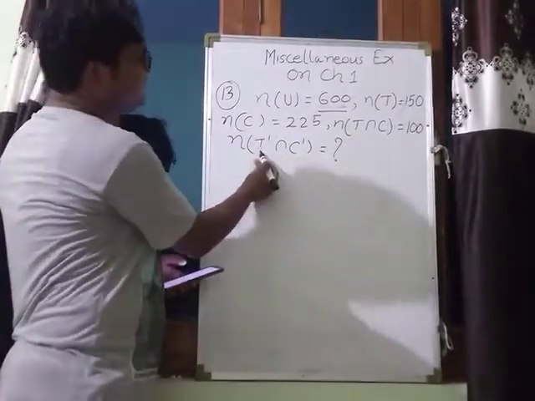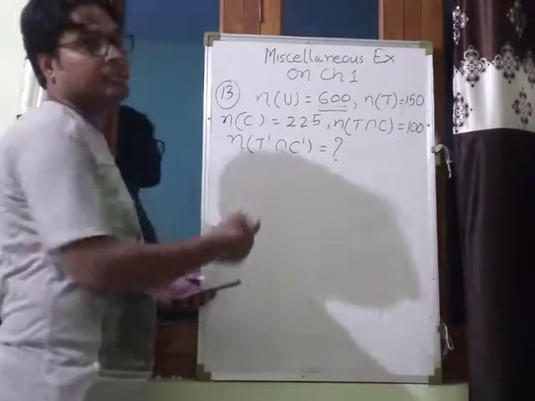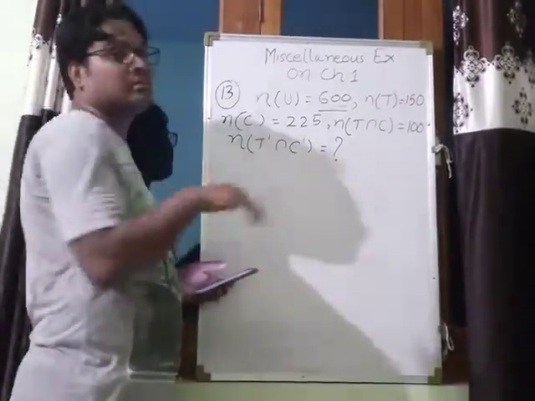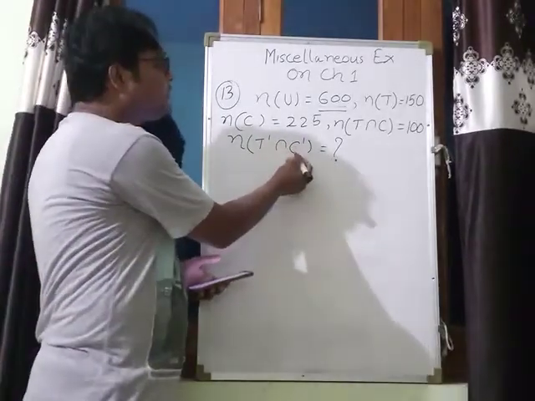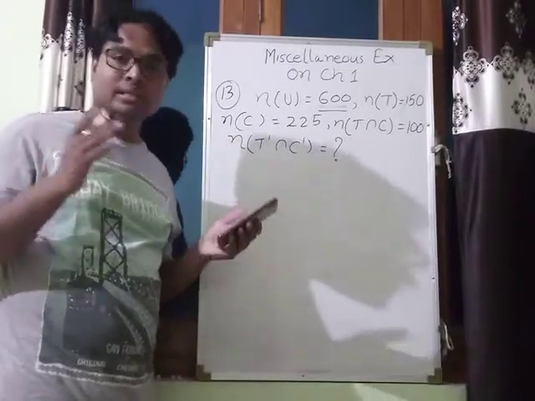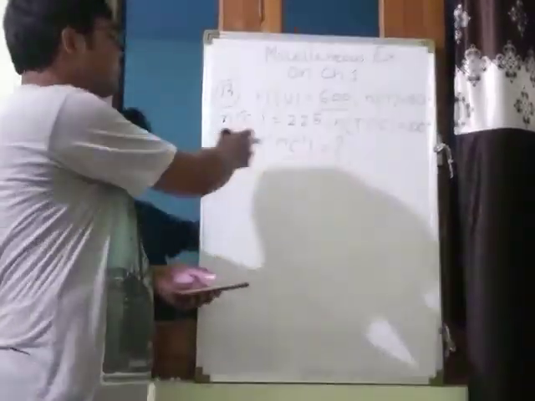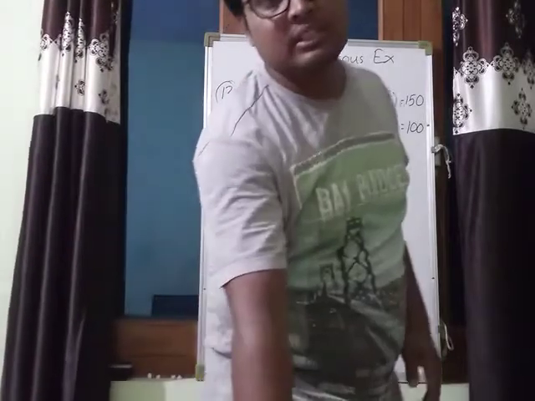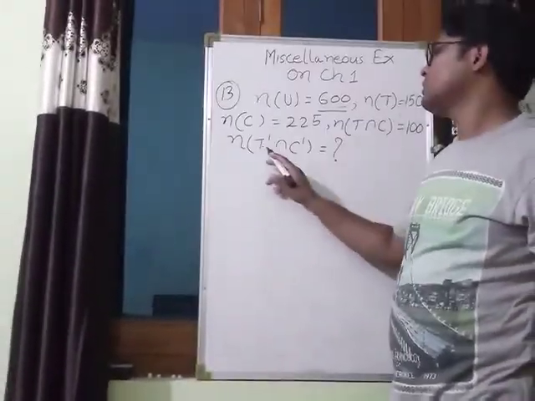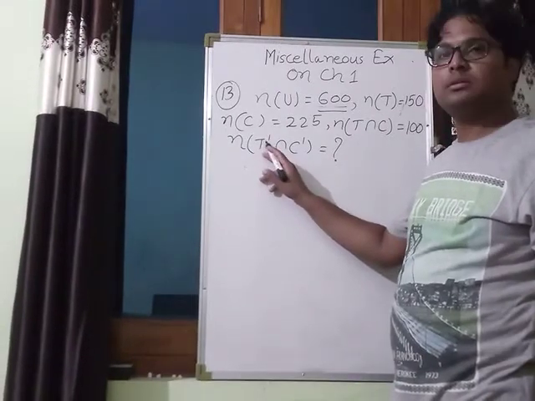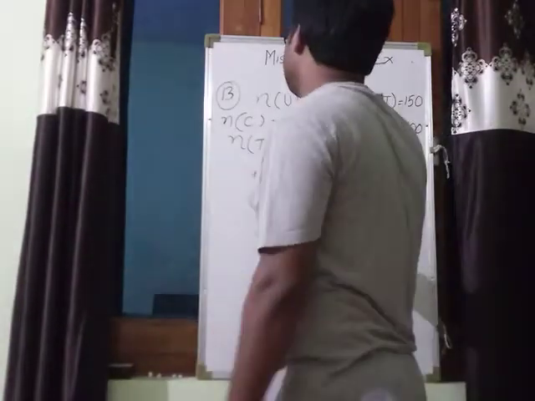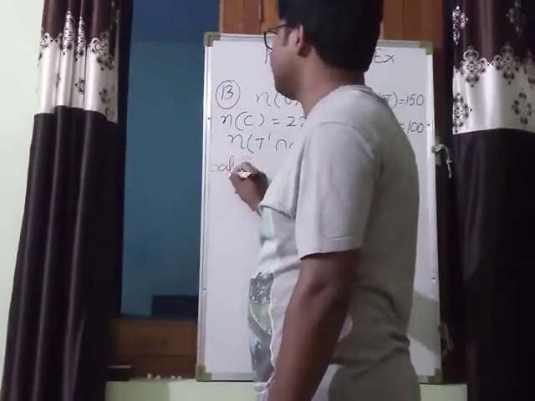We have to find out how many students were taking neither tea nor coffee. See, this is tea and this is complement, meaning not tea, neither tea. Intersection means nor. Coffee complement means nor coffee. Neither tea nor coffee. So we have to find out the number of elements in T complement intersection C complement. Okay, so we are going to find out this one.